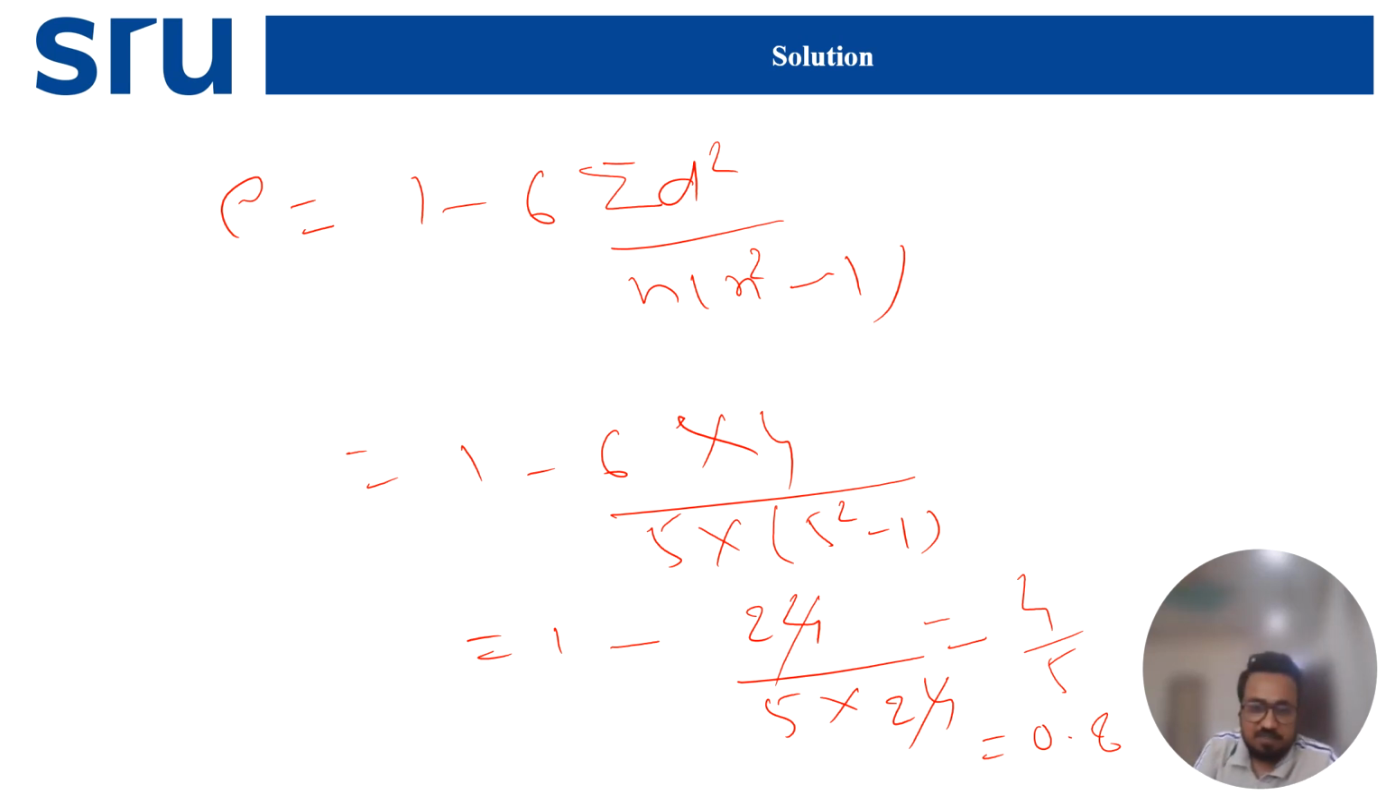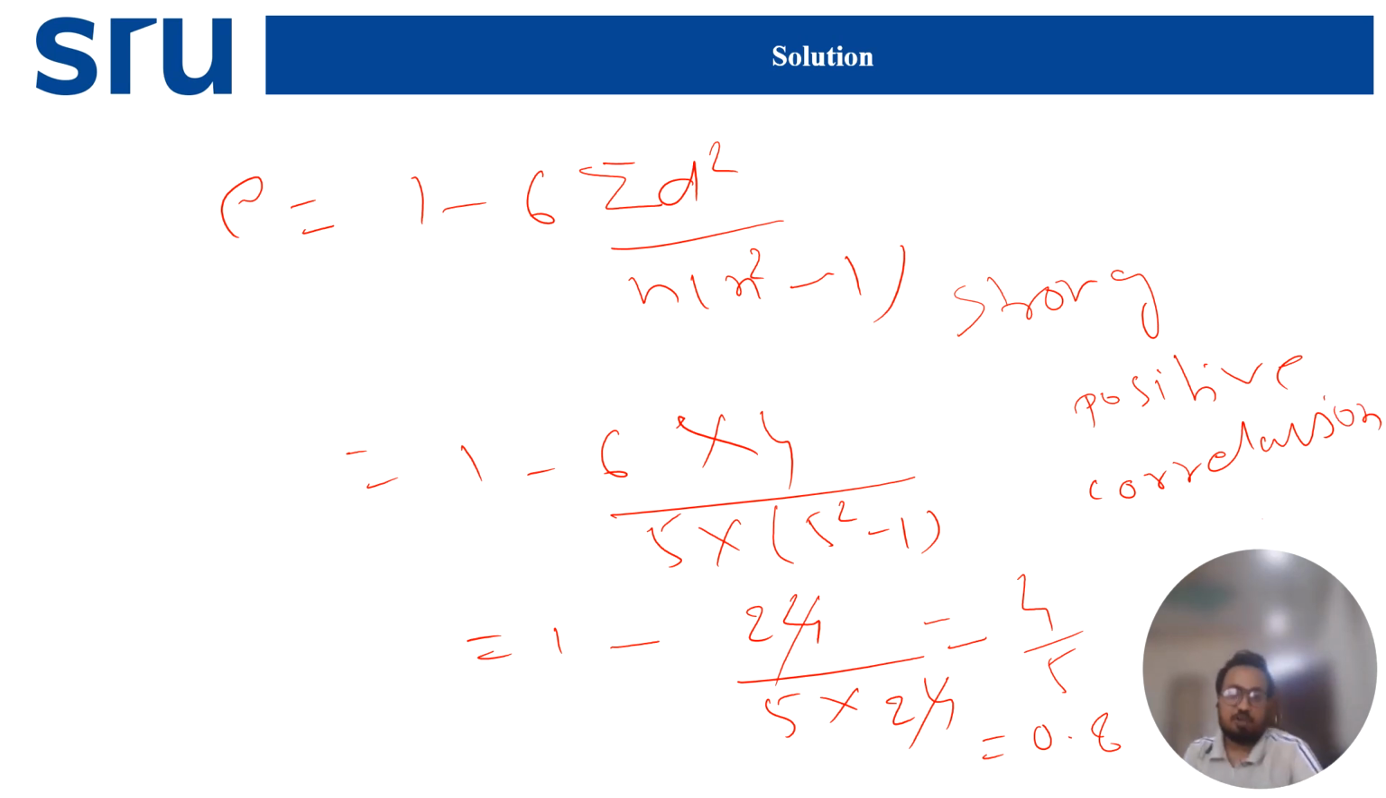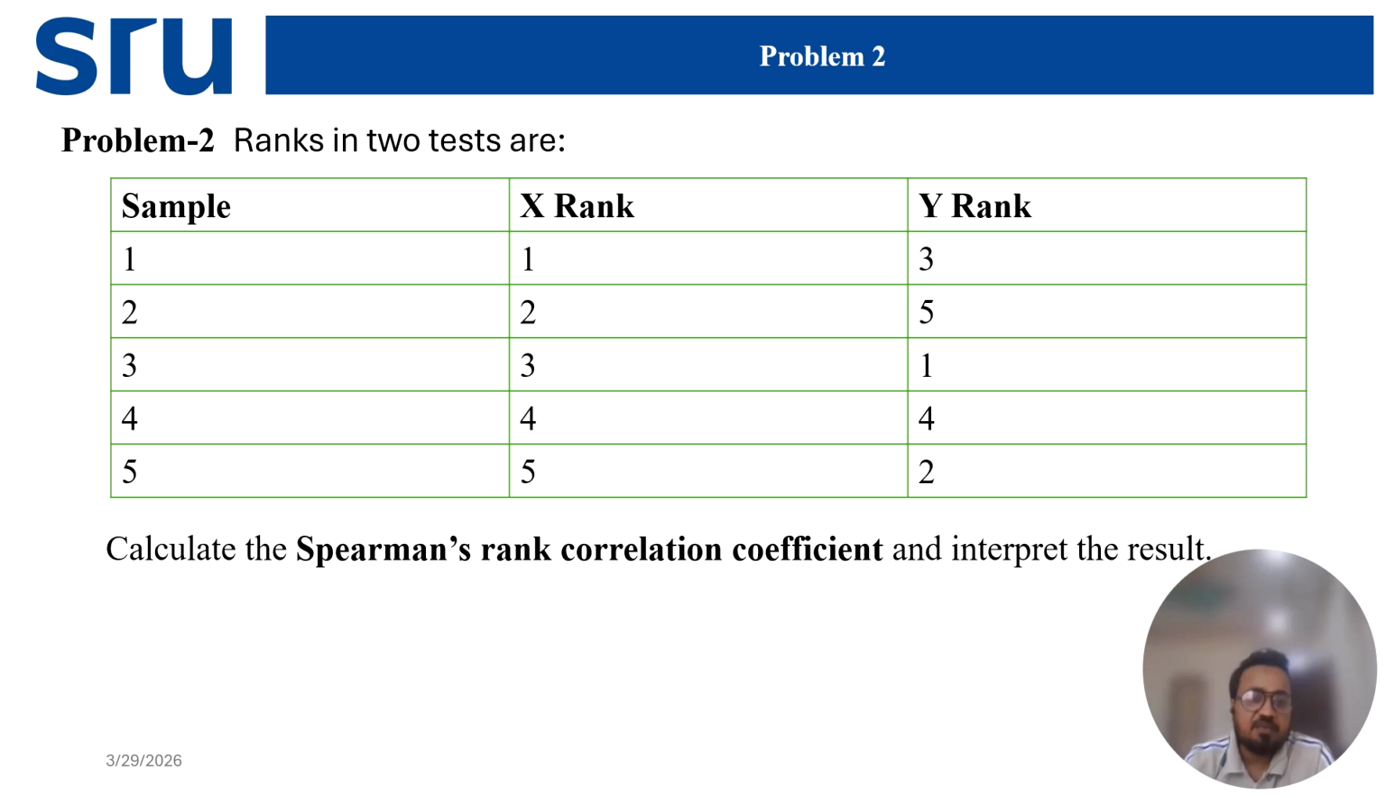This means a strong positive correlation. That means these two variables are strongly positively correlated. So this is all about the Spearman rank correlation coefficient. Now we will discuss another problem.